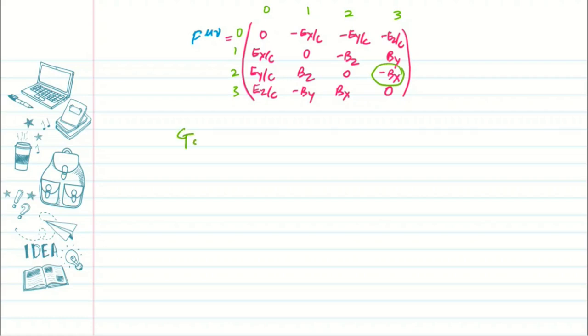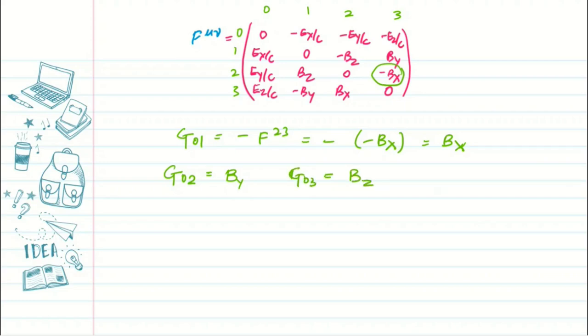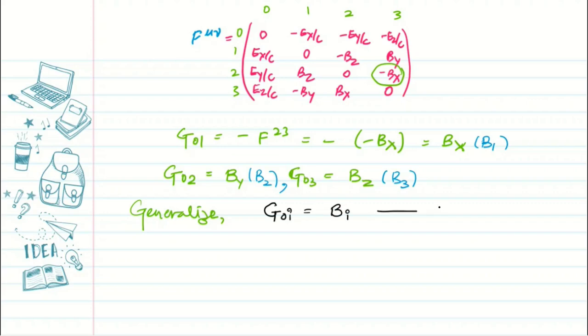So our G01, which is equal to minus 2 3, will be minus of minus Bx. This is Bx. Similarly, you can find G02, that would be equal to By, and G03 would be equal to Bz. We can generalize this. We can write Bx to be B1, By to be B2, and Bz to be B3. So we can generalize with an equation: the G0i element is equal to Bi. This is equation number 1.